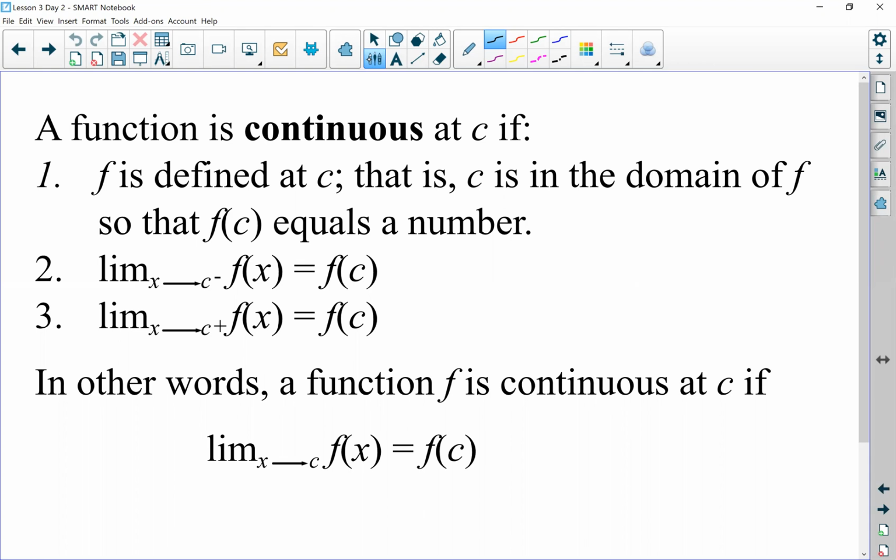If the limit as x approaches c from the left is equal to f of c, and the limit as x approaches c from the right is equal to f of c. So in other words, these two limits are the same from the left and the right, so that's just the limit, and it's equal to the value of our function at c. I think it'd be easier to write it this way than these three. So a function is continuous at c if the limit as x approaches c of our function f of x is equal to f of c.